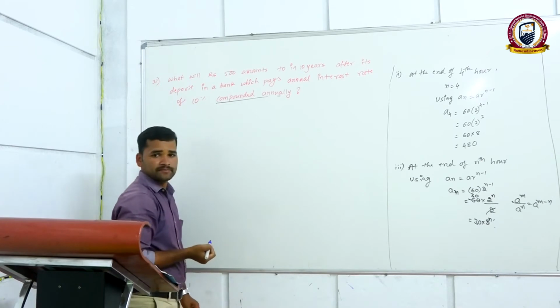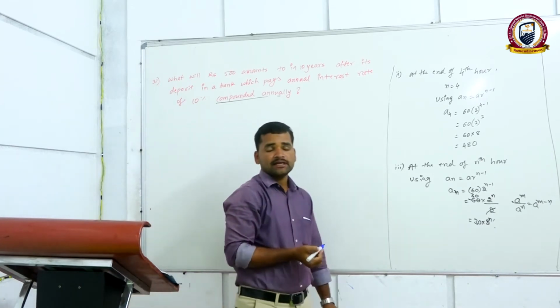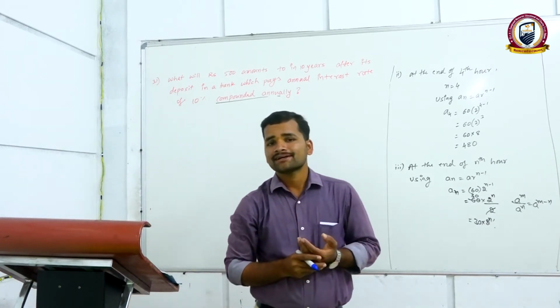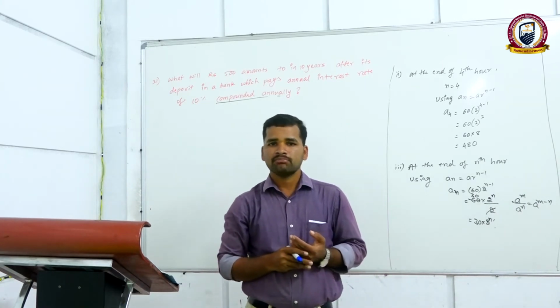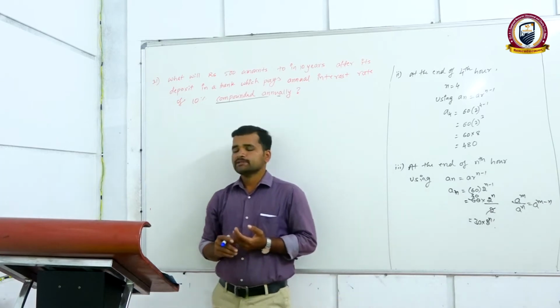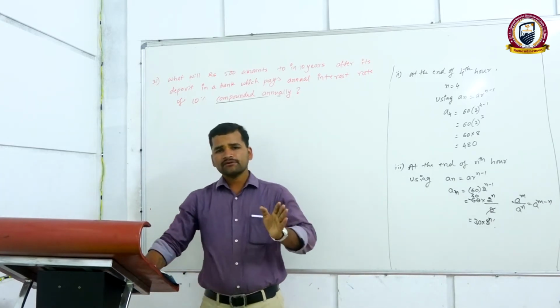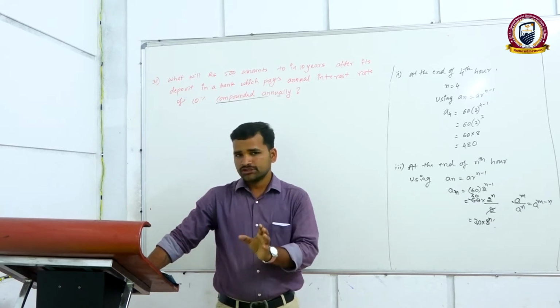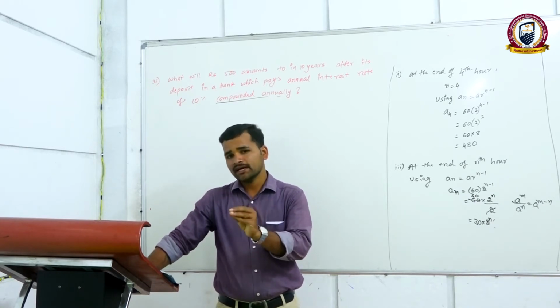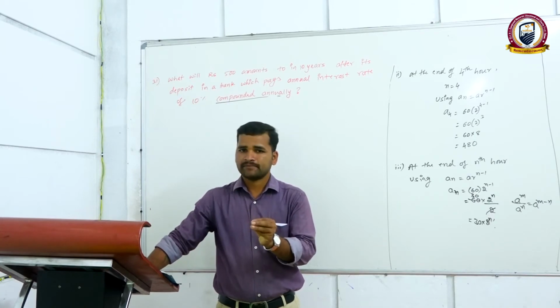Compounded annually. Here they are going with the compound interest. We should know the difference between compound interest and simple interest. Simple interest means at the end of 1 year, the interest will not be added to the amount here.